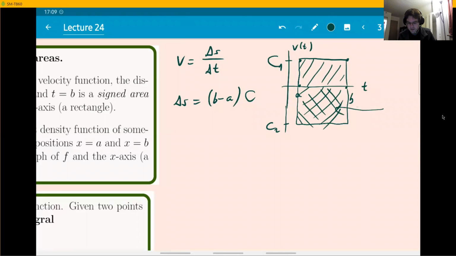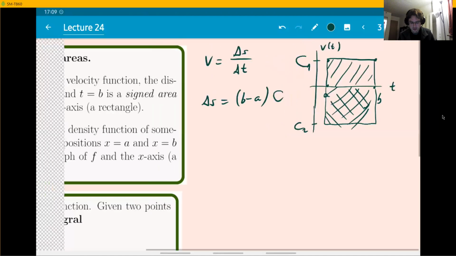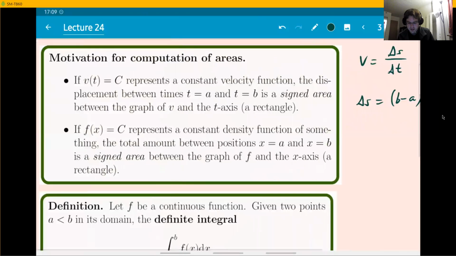This concept appears a lot. For example, right here, when you have a velocity function, this area gives you the displacement. We've just discussed it for constant velocities in this case, but it's true for any velocities. So this is an example of what's called a signed area between the graph and the t-axis.